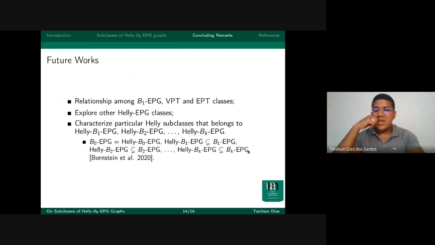Well, here arises a question. What is the set of graphs that define the Helly hierarchy here? What is the set of graphs that define Helly-B1-EPG graphs? What is the set of graphs that define the Helly-B2-EPG graphs? In particular, what is the set of graphs that define Helly-BK-EPG graphs? This is an interesting future research.